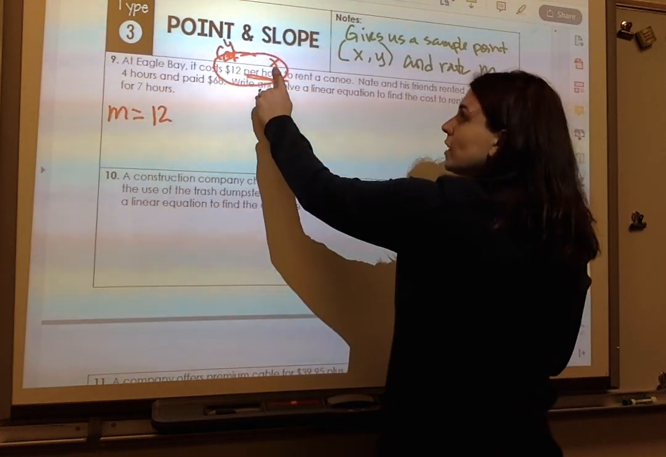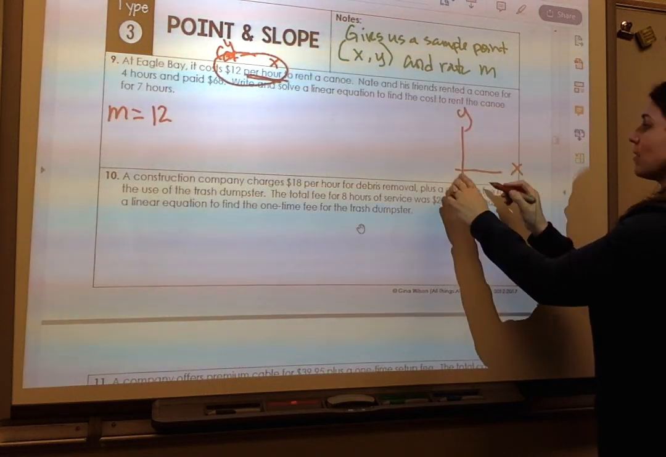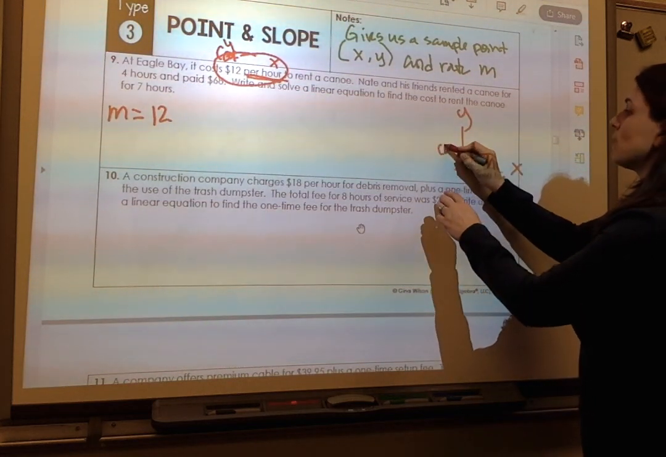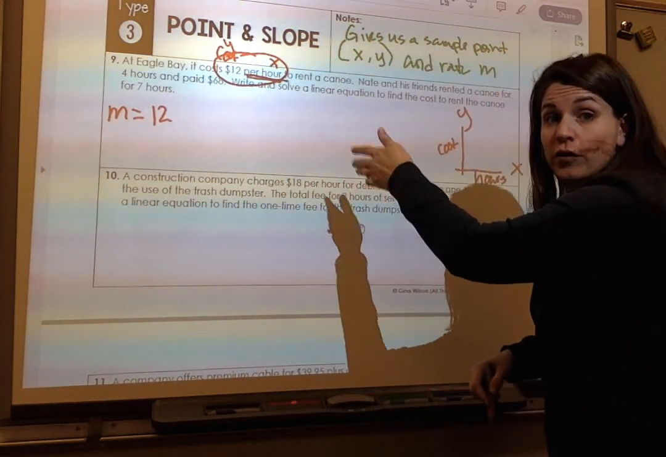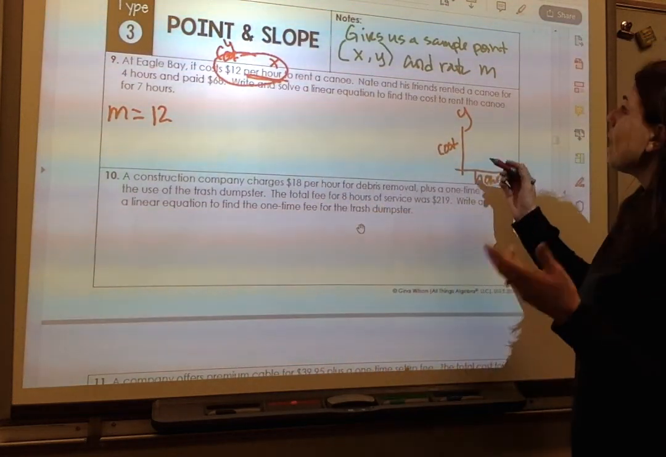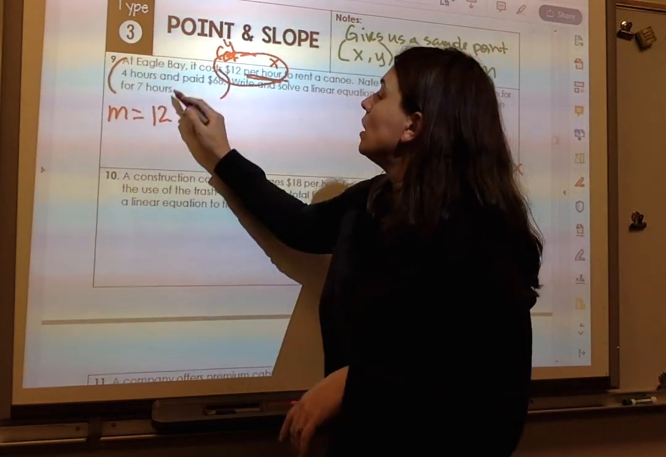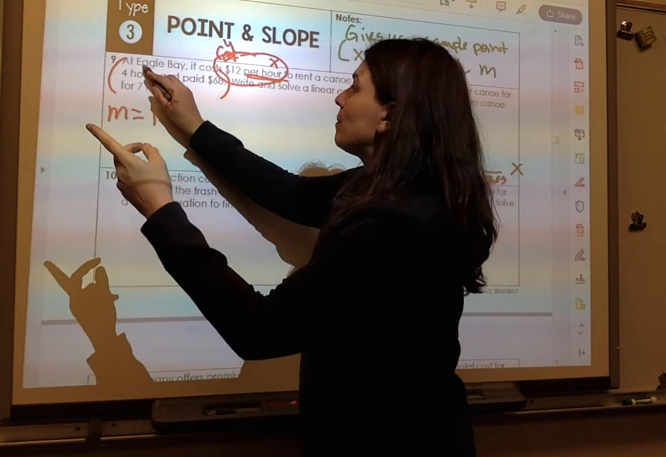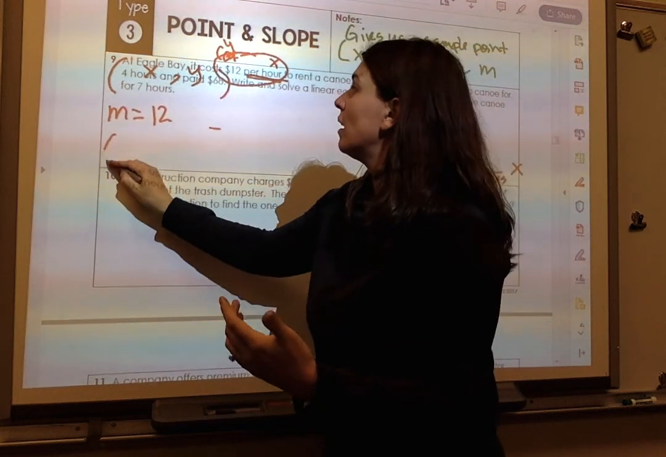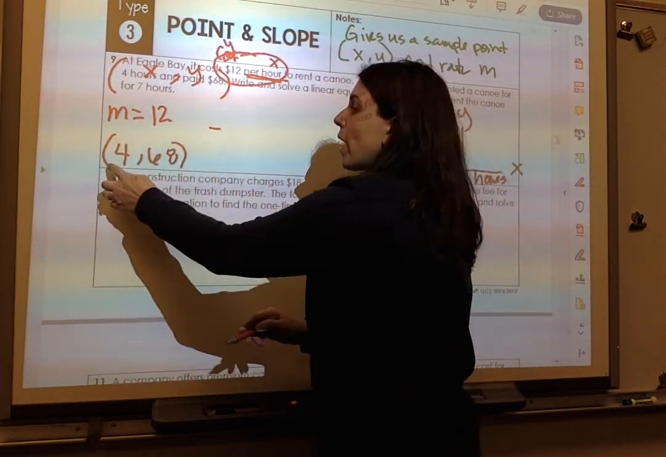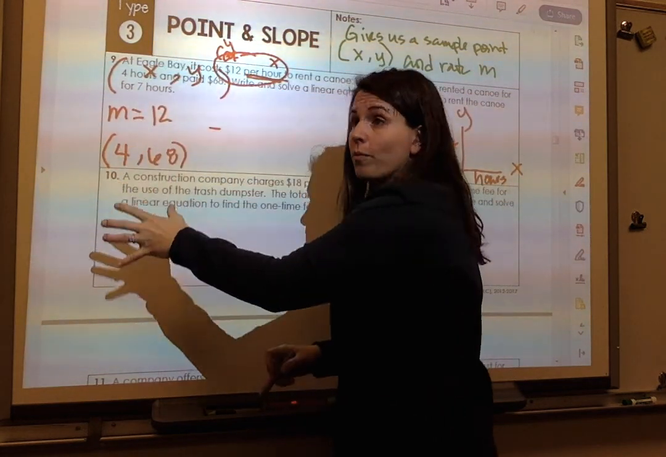So hours stands for x. If I were to make my graph, x stands for hours and y stands for cost, all because I identified cost per hour. Right? Changing y over changing x. X has to be hour. So now I've identified that, and Nate and his friends rented a canoe for 4 hours and paid $68. Look at that, 4 hours. That's my x, and paid cost $68. So I've identified 4 and 68. For 4 hours it cost $68. Bam. That's my x, y ordered pair.